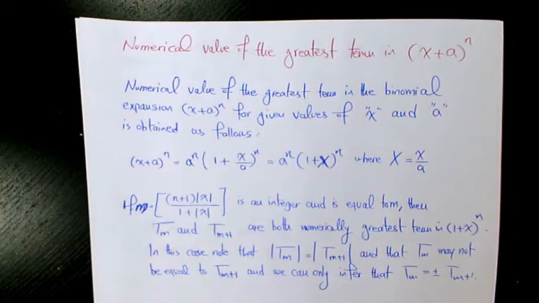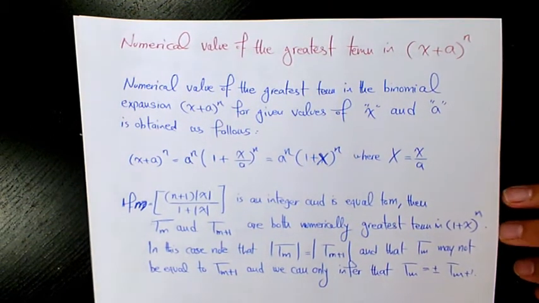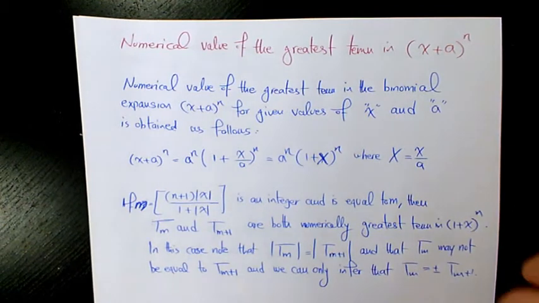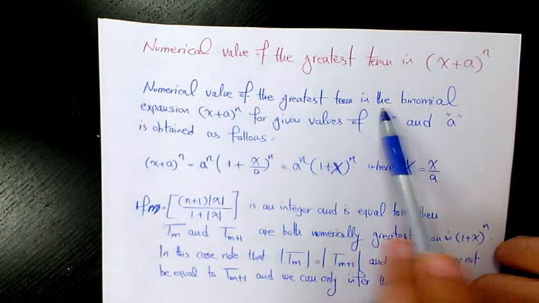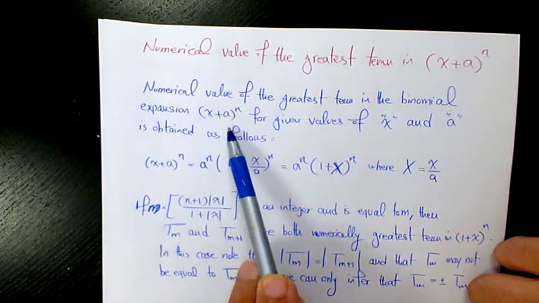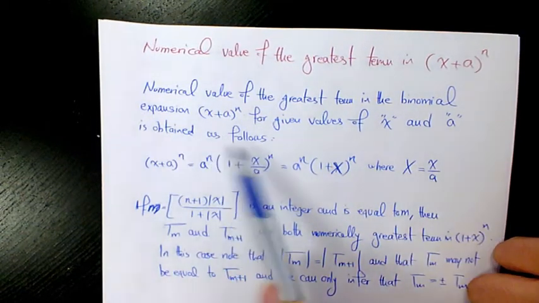Welcome to another video. In this video I want to talk about finding the greatest term in the expansion of (x + a)^n, or sometimes called the greatest numerical value in the expansion of (x + a)^n. So I'll go over the explanation quickly, and then you can digest it more by doing some examples. The numerical value of the greatest term in the binomial expansion of (x + a)^n for given values of x and a is obtained as follows.